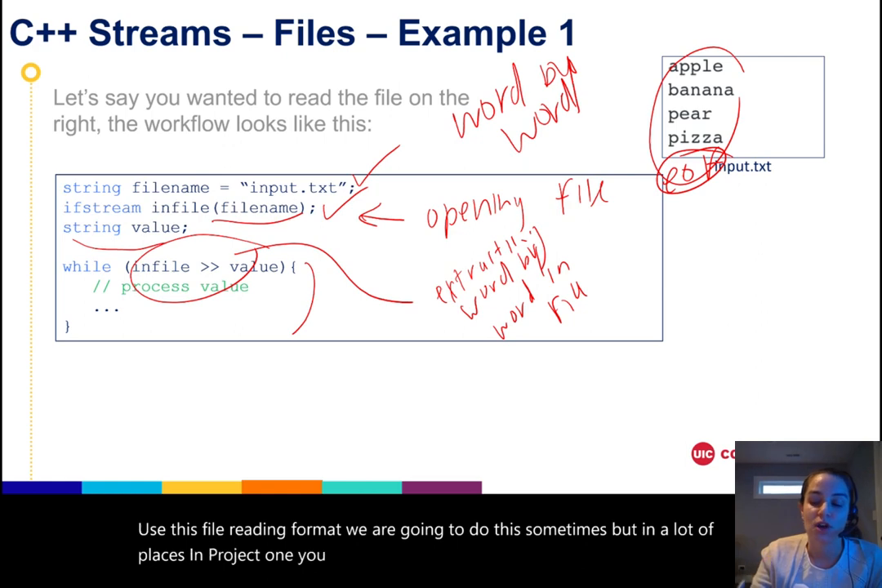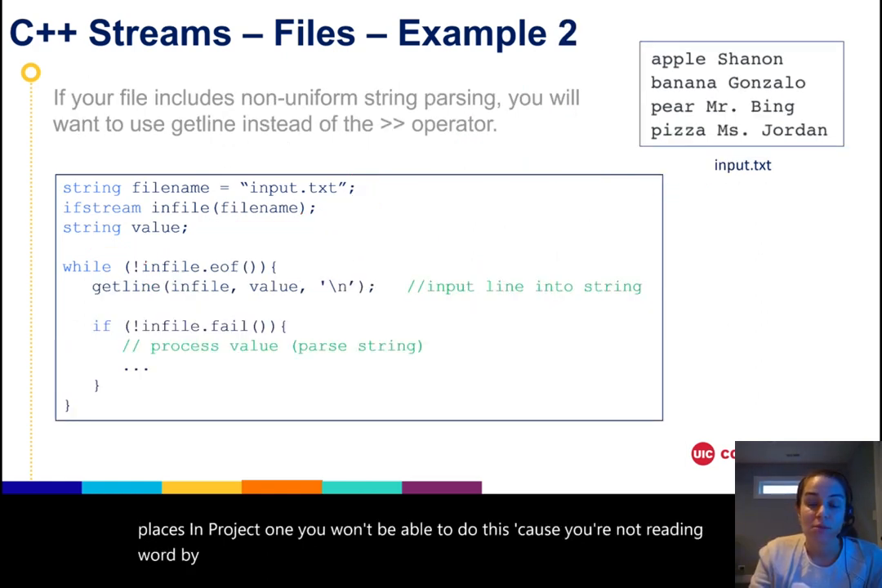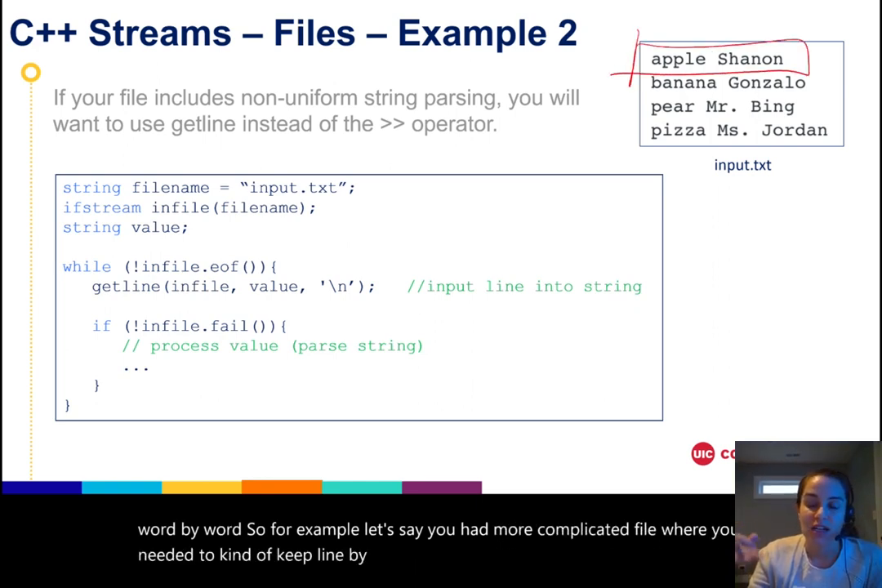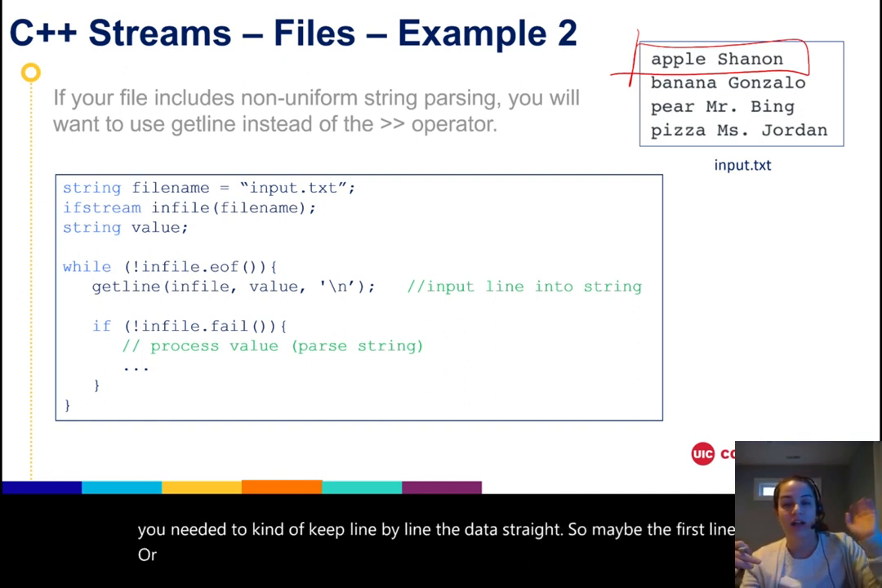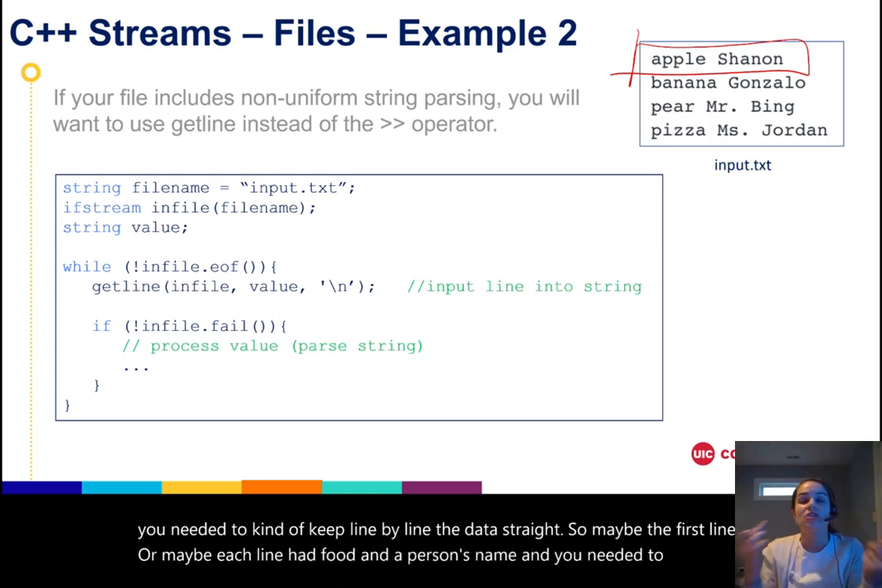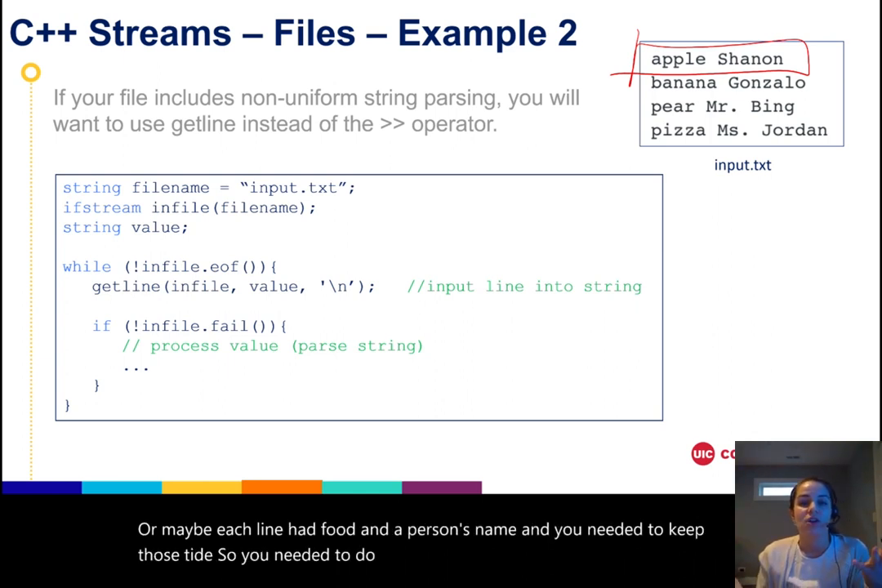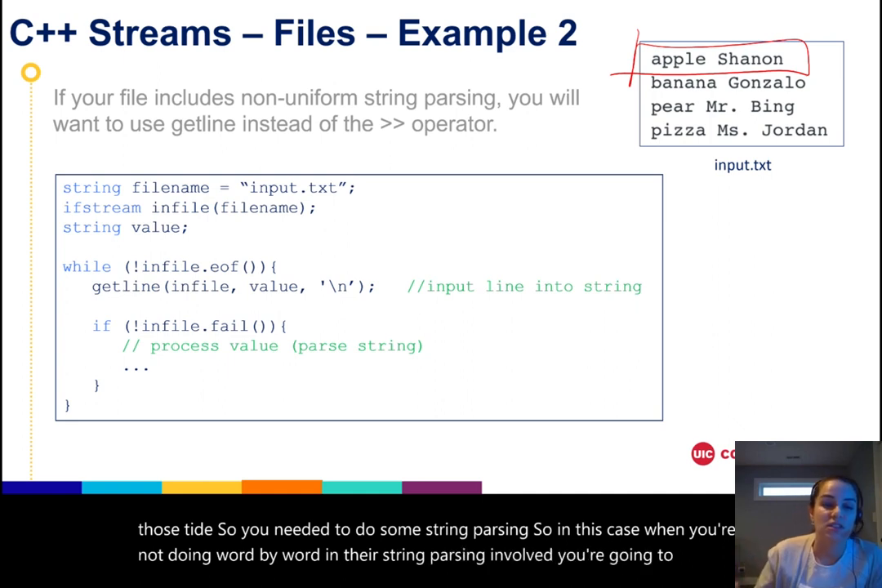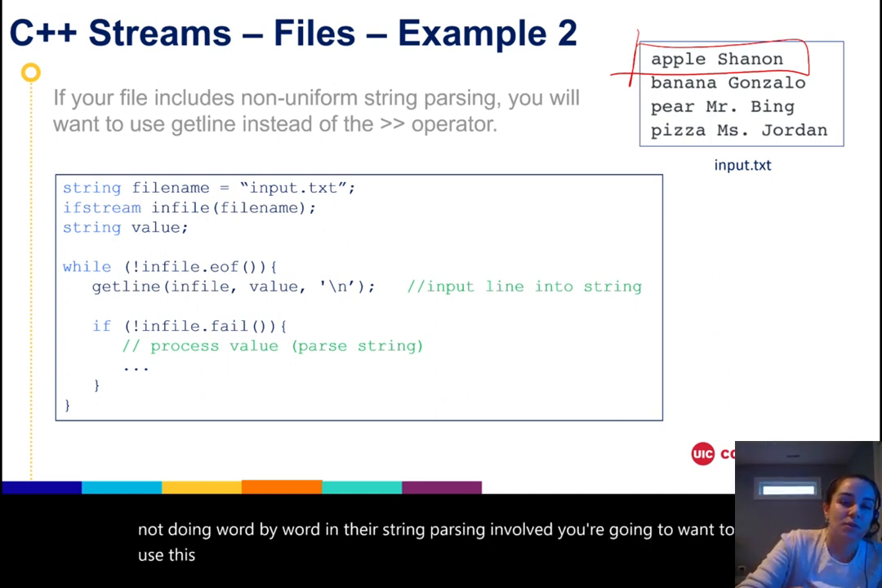be able to do this because you're not reading word by word. So for example, let's say you had a more complicated file where you needed to keep the data straight line by line. So maybe each line had a food and a person's name, and you needed to keep those tied, so you needed to do some string parsing. So in this case, where you're not doing word by word and there's string parsing involved, you're going to want to use this format.